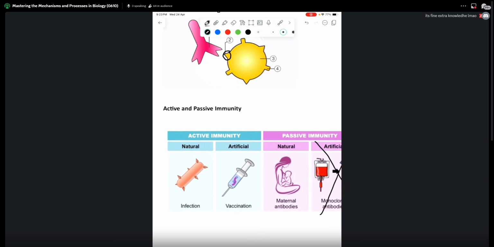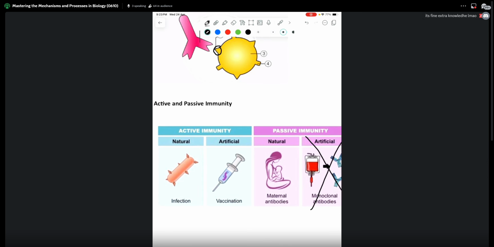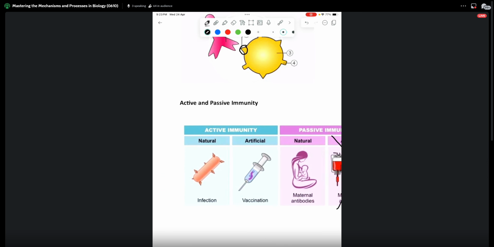Natural, artificial. Okay, all right. So for active immunity, one of it is vaccination, where you inject the dead pathogens. When you inject the dead pathogen, this is called the first response of the active immunity. It helps you to produce the memory cells. So the key thing: memory cells are produced here.